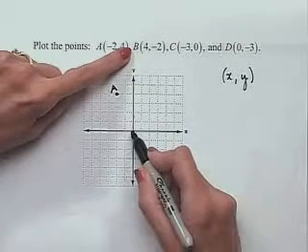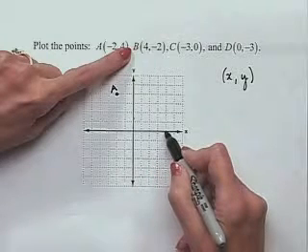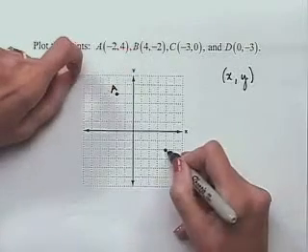Next, we want to plot the point B with coordinates 4, -2. We start at the origin. We're going to move 4 units to the right, and then move 2 units down since our y-coordinate is -2, and we'll label this point as B.